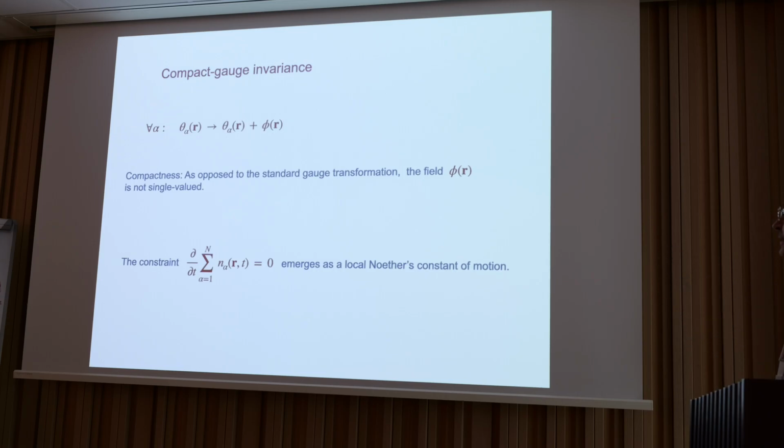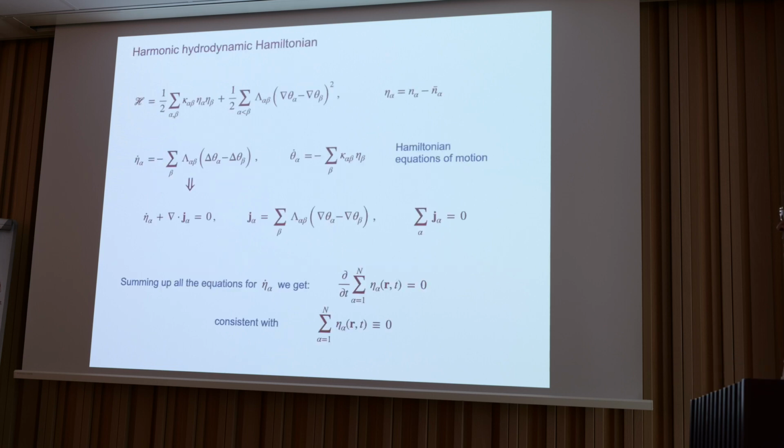It turns out that if we have a theory with this type of invariance, it's a symmetry. And this is a local symmetry, and as we know, any local symmetry by Noether's theorem leads to a local constraint. And this local constraint, which emerges from the symmetry of the Hamiltonian, is precisely what we need to guarantee to arrest the net flow. So this is the simplest implementation.